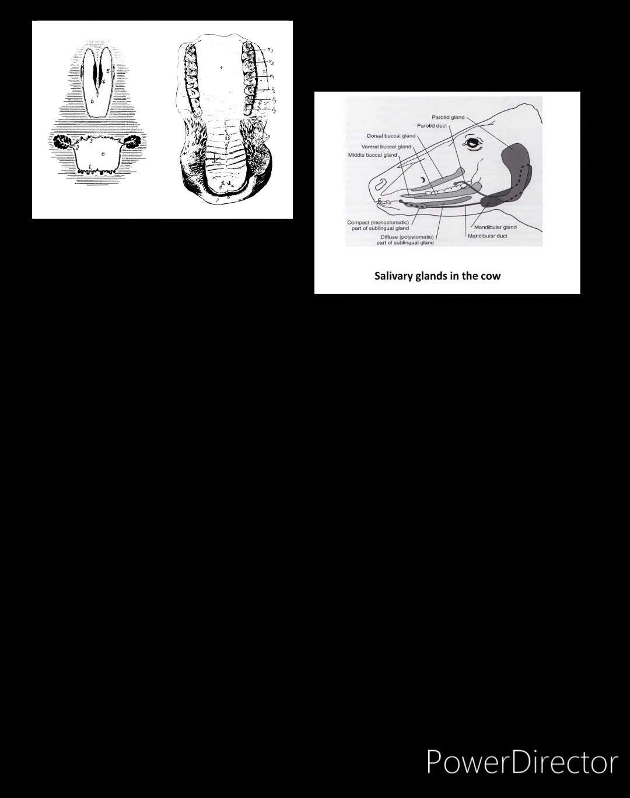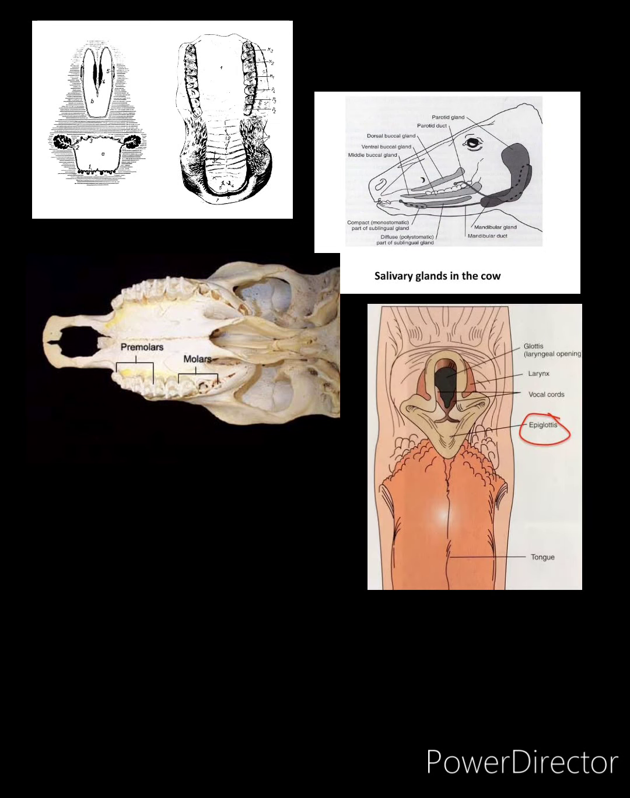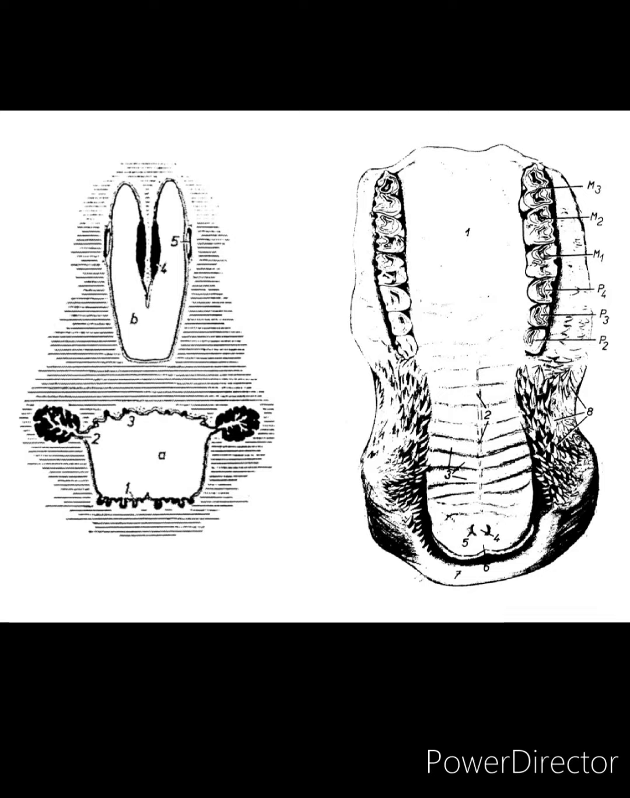Everyone, this is my video presentation about the oral cavity, salivary glands, teeth, larynx, pharynx, and trachea. So, the major structures of the oral cavity are the lips, teeth, tongue, oral mucosa, and salivary glands.